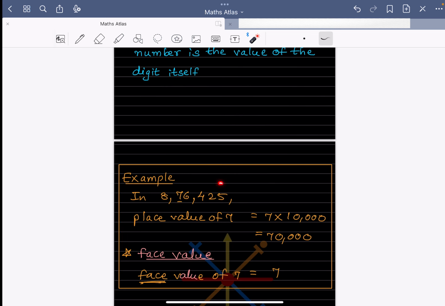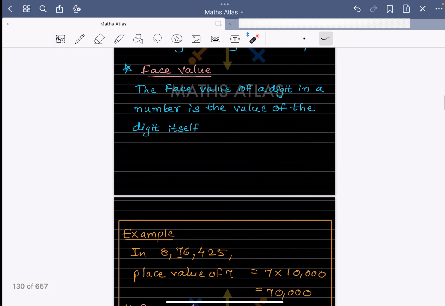So what does this say? Ones, tens, hundreds, thousands, and this is 10,000. So that 7 is on the 10,000s place. So what are we going to do? We are going to write this digit 7 and you are going to multiply it by 10,000. So what do you get over here? 7 into 10,000 is going to be 70,000. So here the place value of 7 in this number is 70,000. Okay. And this was something about the place value.